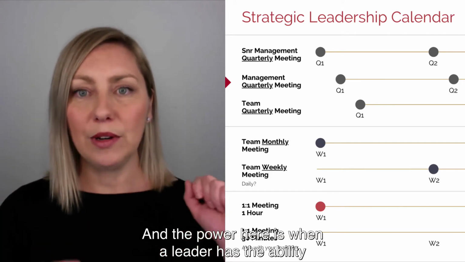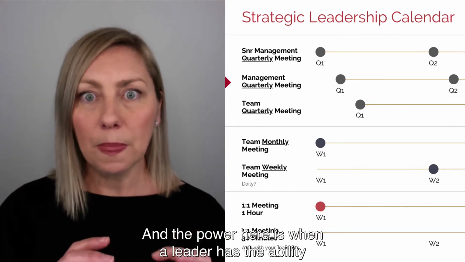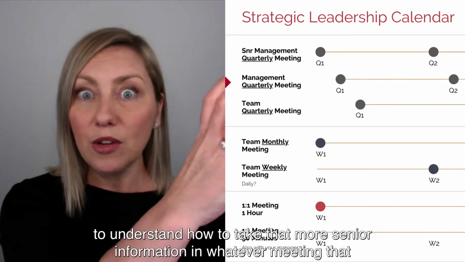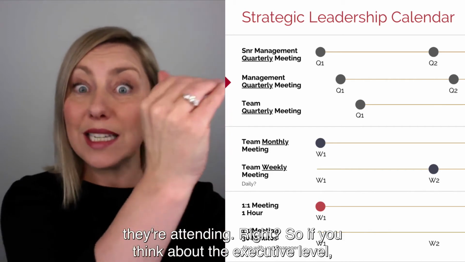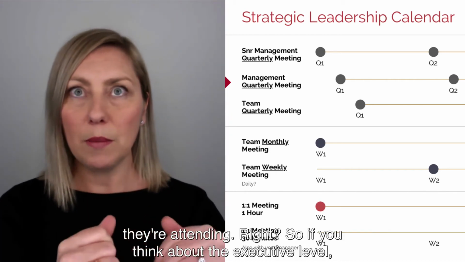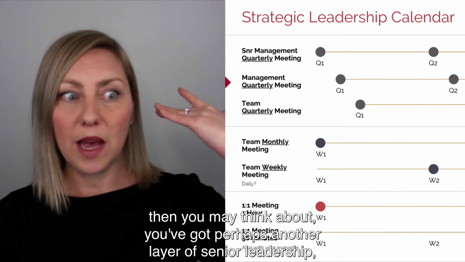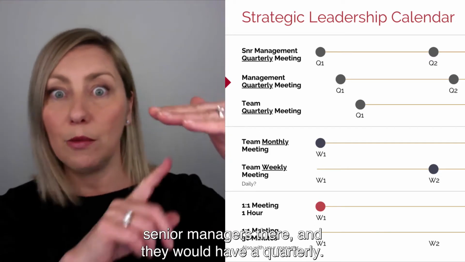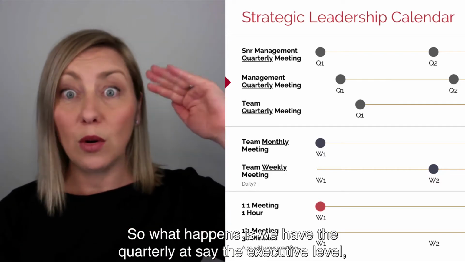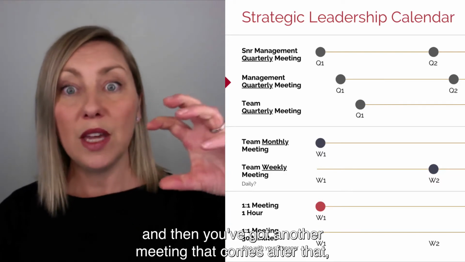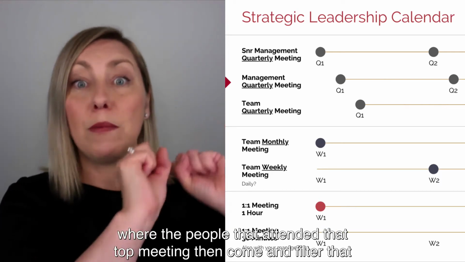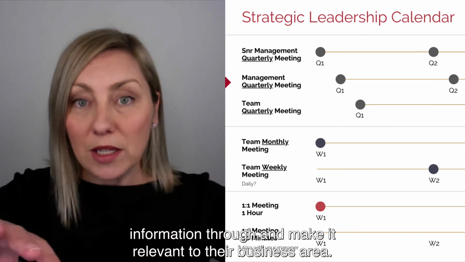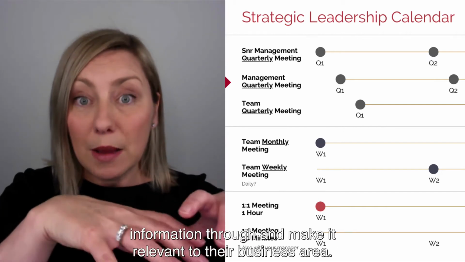And the power here is when a leader has the ability to understand how to take that more senior information from whatever meeting they're attending. If you think about the executive level, you've got perhaps another layer of senior leadership, senior managers, and they would have a quarterly. So we have the quarterly at the executive level, and then another meeting that comes after, where the people that attended that top meeting come and filter that information through and make it relevant to their business area.